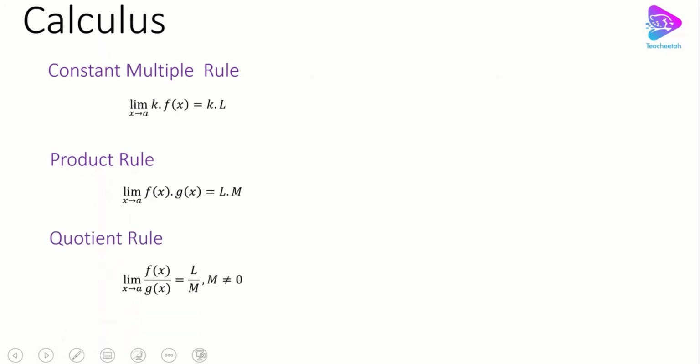And another one is the quotient rule. For the quotient rule, we have f of x over g of x and we take the limit when x approaches a. We know that the limit of f of x is L and the limit of g of x is m when x approaches a, therefore the answer is going to be L over m, and we have to know that m cannot be 0.